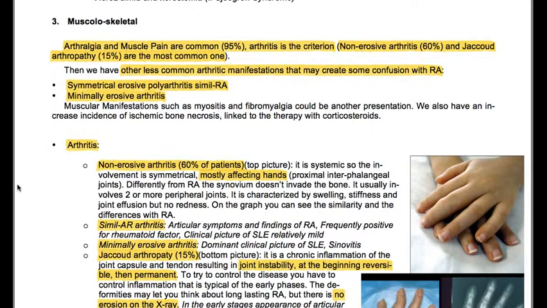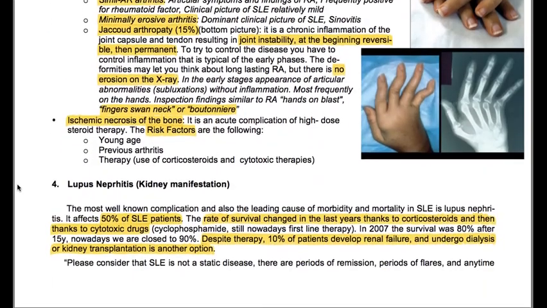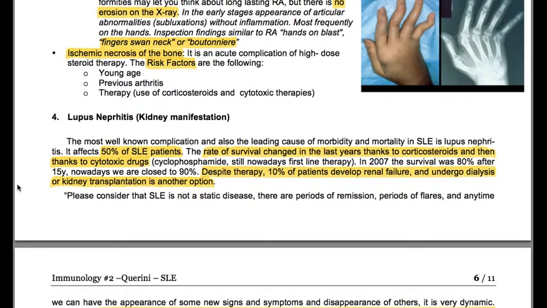We can have Jaccoud arthropathy in 15% of cases, which is a chronic inflammation of the joint capsule and tendon, resulting in joint instability, at the beginning reversible, then permanent. To try to control the disease, you have to control inflammation that is typical of the early phases. Deformities may let you think about long-lasting rheumatoid arthritis, but there is no erosion on the X-ray. In the early stages, appearance of articular abnormalities, subluxations, without inflammation. Most frequently on the hands. Inspection findings similar to rheumatoid arthritis, such as swan neck or boutonniere finger deformities.